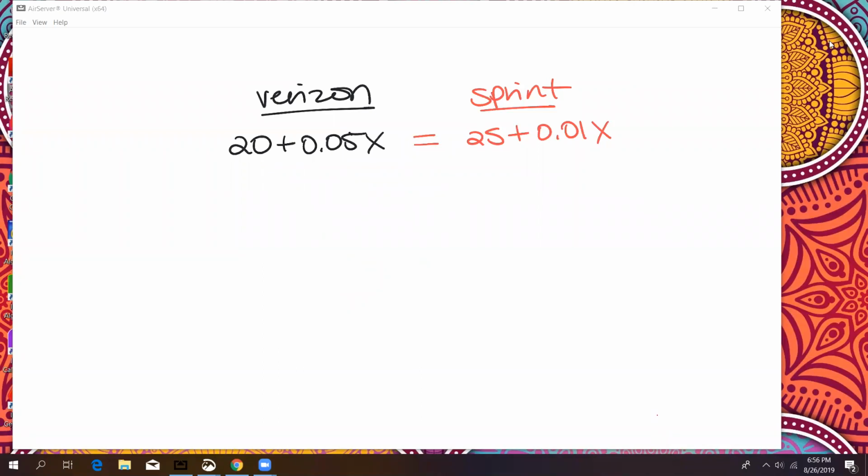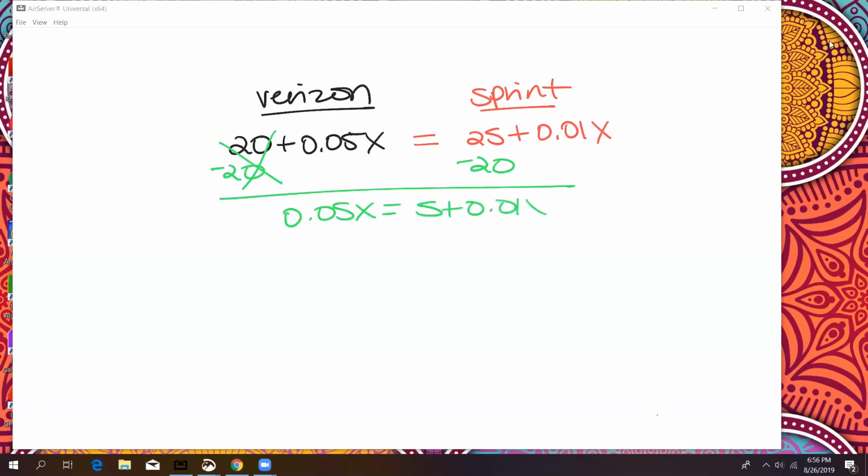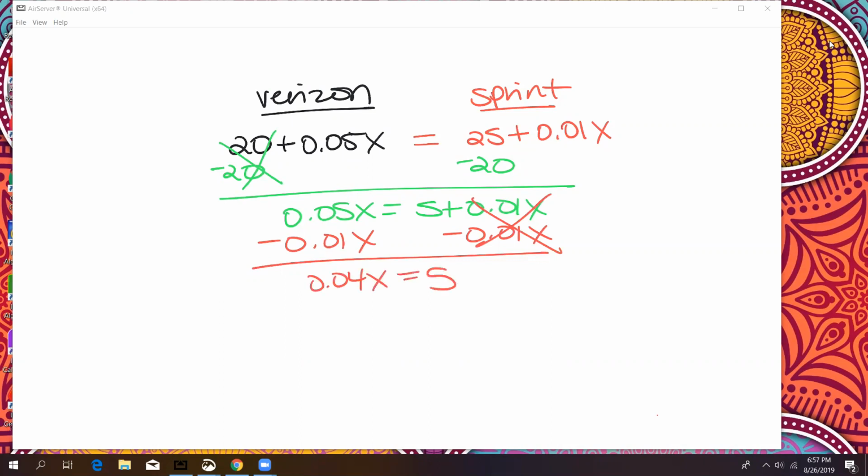With the word problem, Verizon is $20 a month, then 5 cents per text. Sprint is $25 a month, and then 1 cent per text. If we want to know when they're going to be the same, that means when they're equal. So I'm going to subtract 20 from both sides. I have 0.05x equals 5 plus 0.01x. Then I'm going to subtract 0.01x from both sides, so I have 0.04x equals 5.